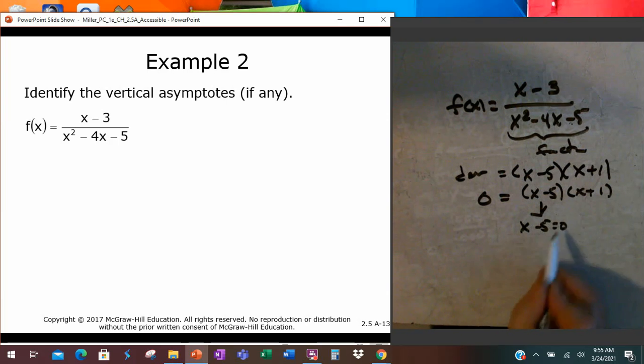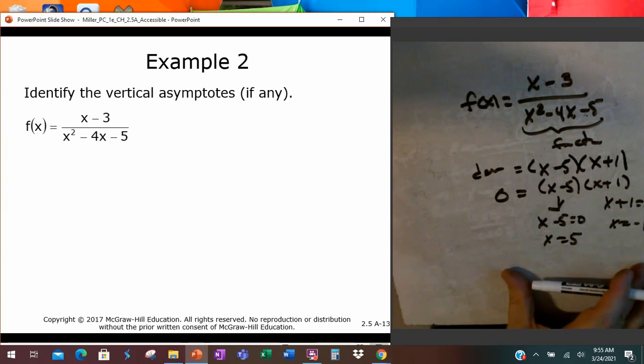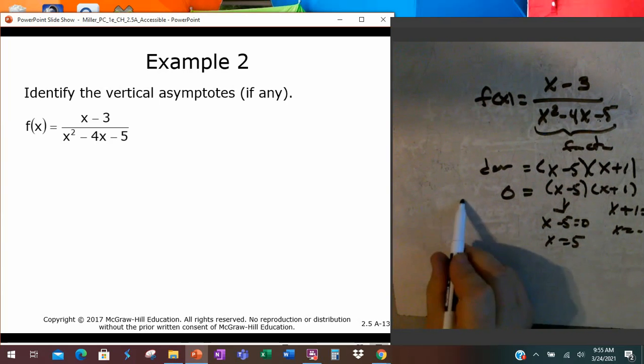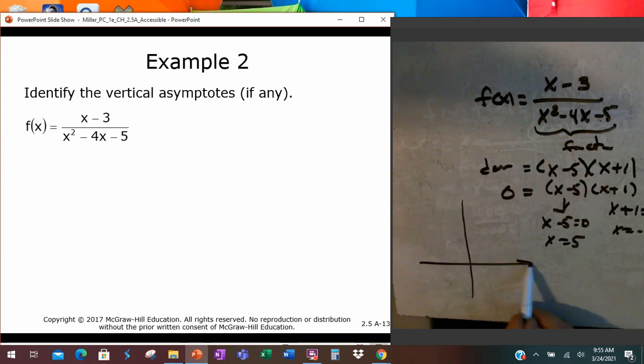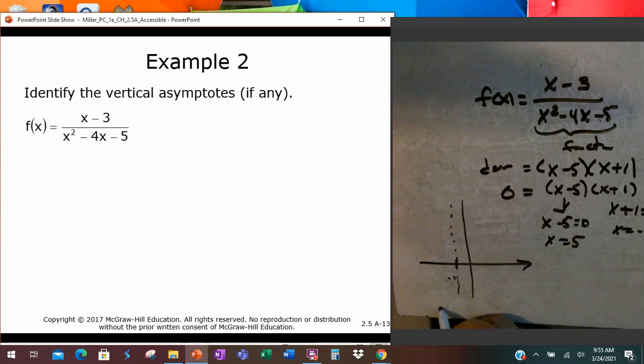Set that factor equal to 0 and solve. These two, when I graph, are going to be vertical asymptotes. So here at negative 1, I'll go ahead and draw a dashed line. That's my x equal to negative 1. And then over here, wherever that is, I'm going to call that 5. I label this line x is equal to 5.